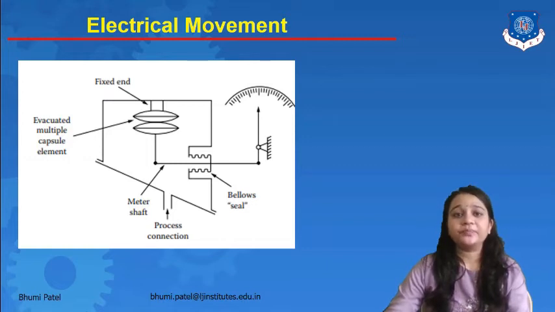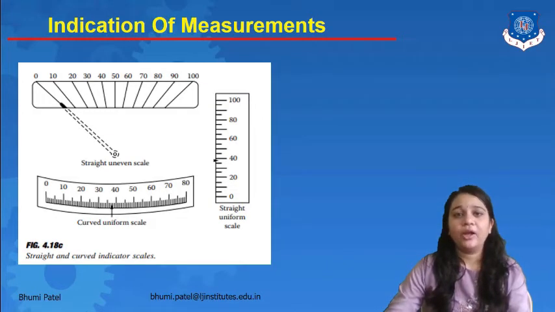Now the next one is indication measurement. In indication measurement, a graduated scale requires relative motion of two elements. One of the two elements is fixed, and in most indicators the scale is stationary and the indicator pointer is moved. The indicating element may be a liquid filled tube, a float, a pointer, or a beam of light. So this is the indication of the measurement.